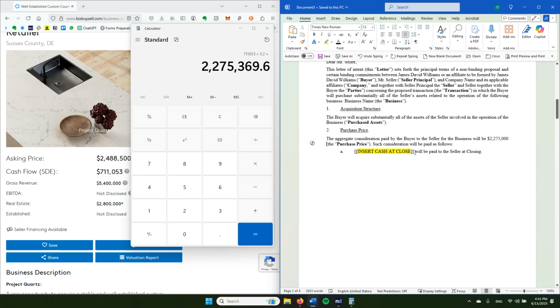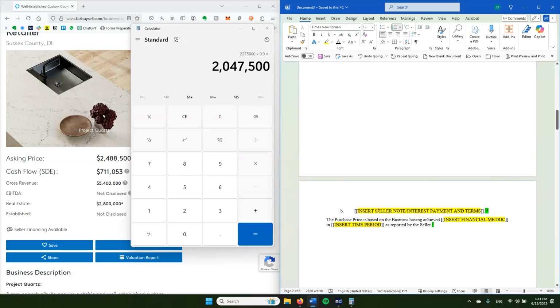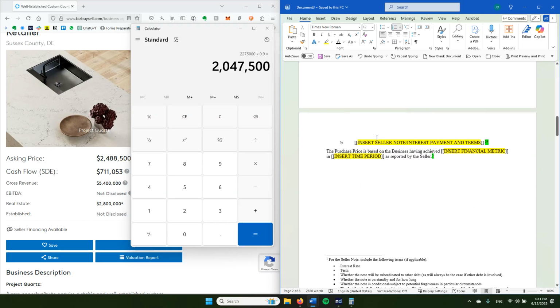And I'm going to use the classic SBA structure of 80-10-10, which means that 90% of the cash will go at close to the seller. So let's clear that. 2275 times 0.9. All right, so the seller would get 2,047,500 at closing.